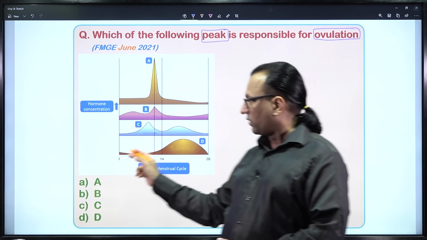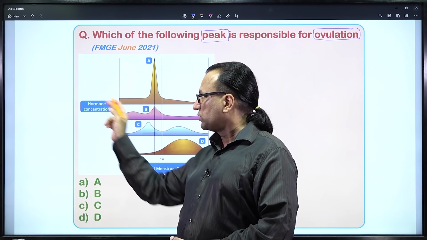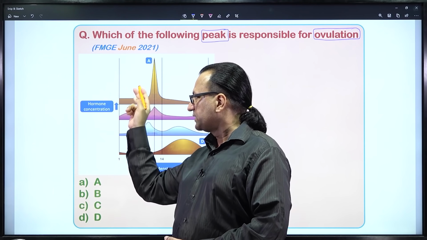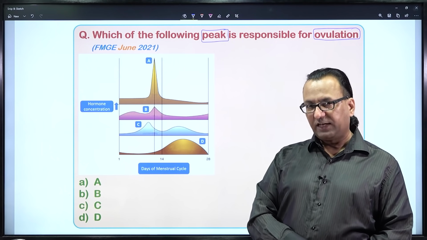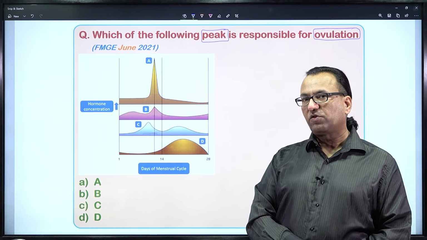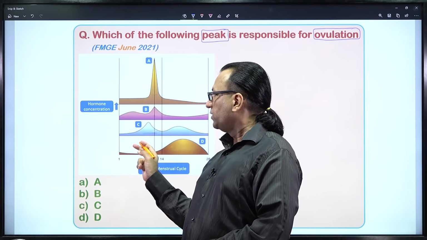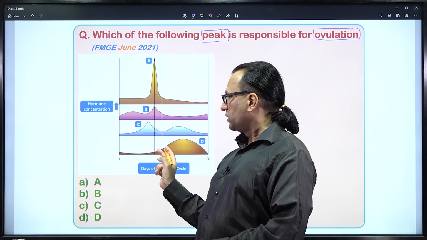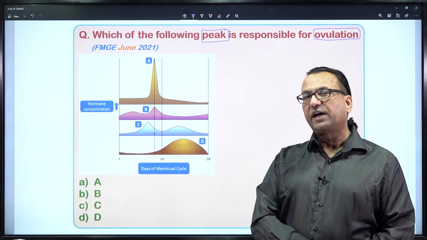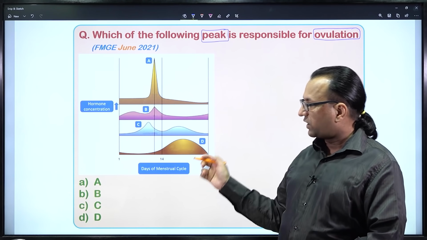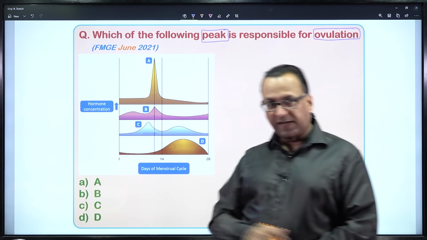Along with that, on the y-axis are shown the concentration of the hormones. Basically, 4 hormones we talk about: the FSH, LH, estrogen, and progesterone. So, which among the 4 will be achieving a peak and leading to the ovulation, rupture of the Graafian follicle, and release of the secondary oocyte? Before we mark the answer, let us gather some details first.